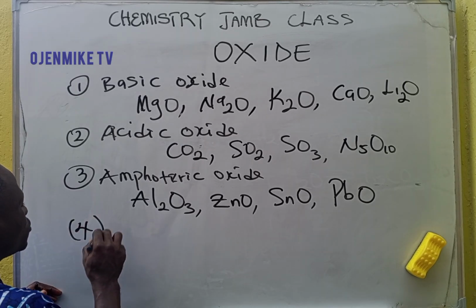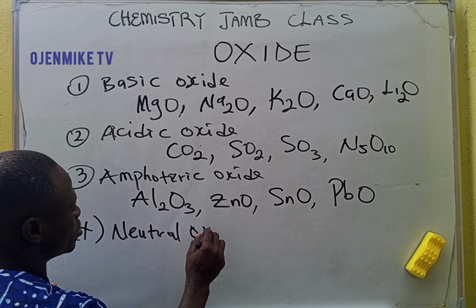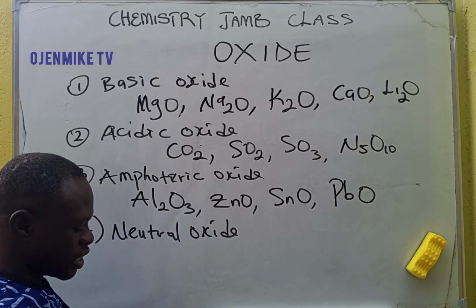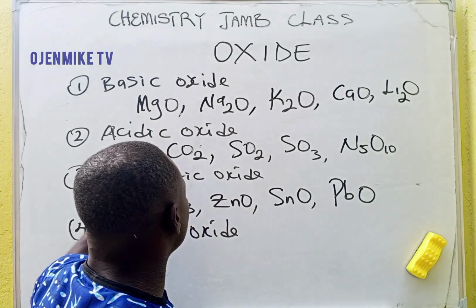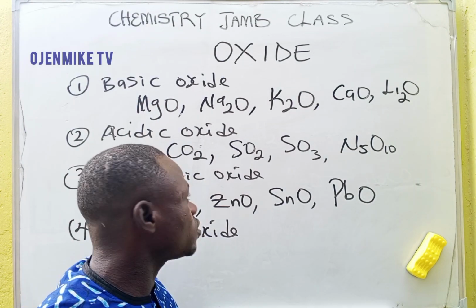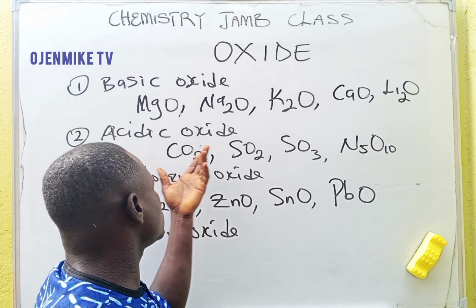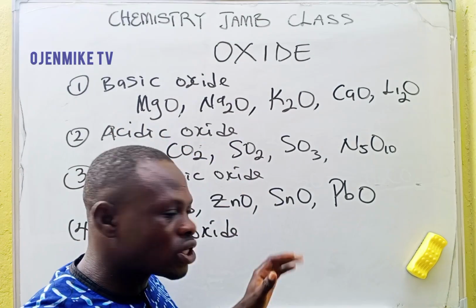Number 4, we have neutral oxide. This neutral oxide is neutral. It does not have the property of acid and base. So when you dissolve this oxide in water, it does not have any effect. It doesn't look like an acid, it doesn't look like a base. That is why it's called neutral oxide.